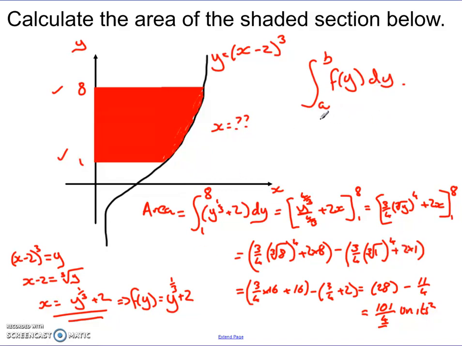All that changes is what we're integrating with respect to, which is this part here, integral with respect to y of f of y. And in order to get that, all we have to do is change the subject of the formula. So we've got y equals this, we change it and make it x equals, just as we've done down here, and that then becomes the f of y we integrate, which still gives us the same sort of idea and the same general steps.